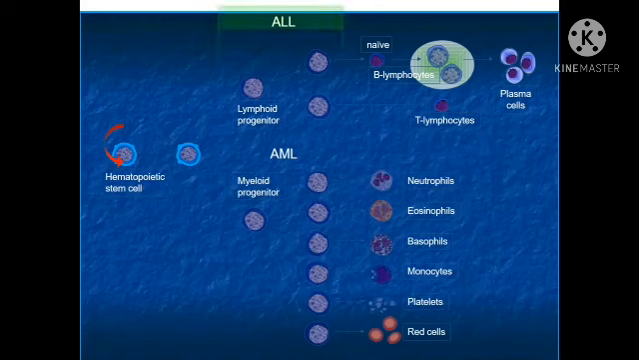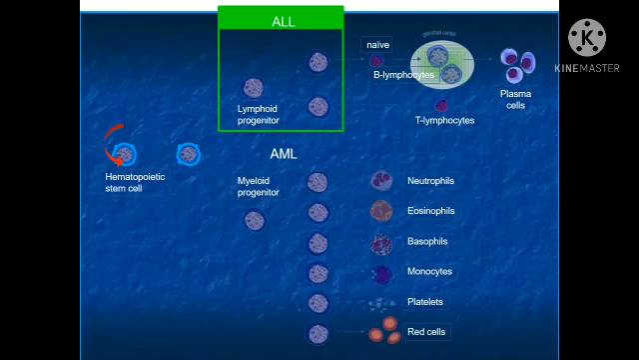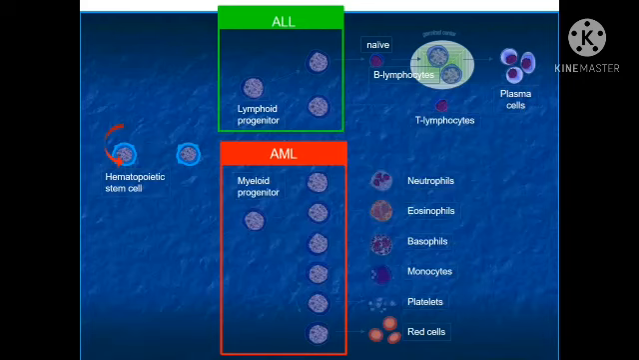Now, to represent it very clearly, if there is any mutation or if there is any abnormality in the development of lymphoid progenitor, we get acute lymphoblastic leukemia. Similarly, if there is any mutation in the myeloid progenitor or any defect in the development of myeloid progenitor, it will give rise to acute myeloid leukemia.